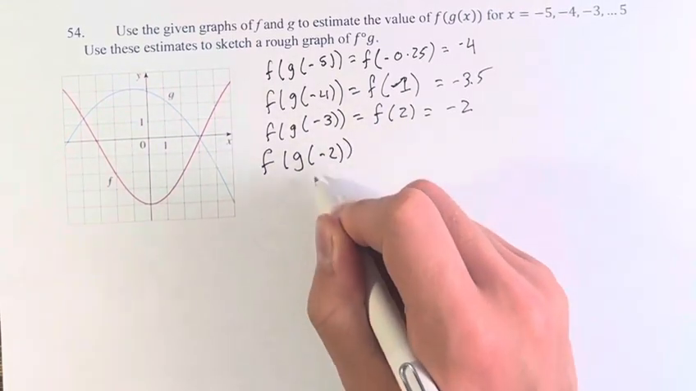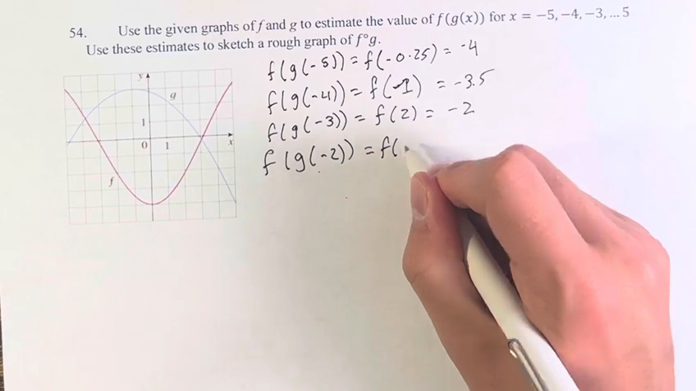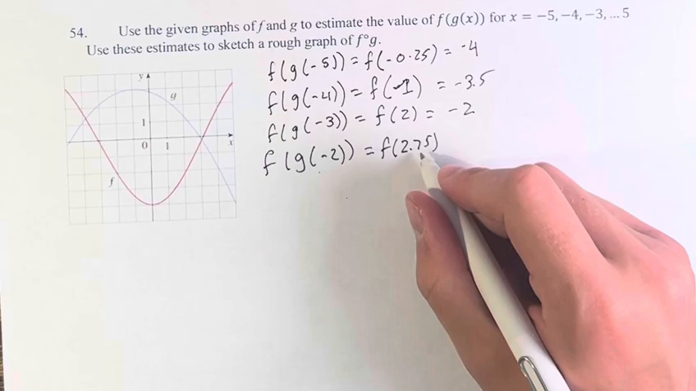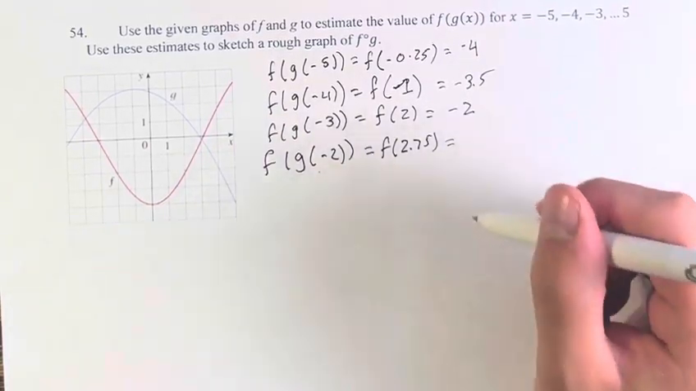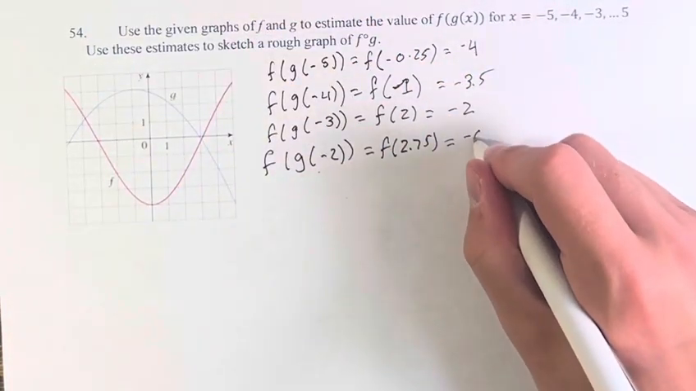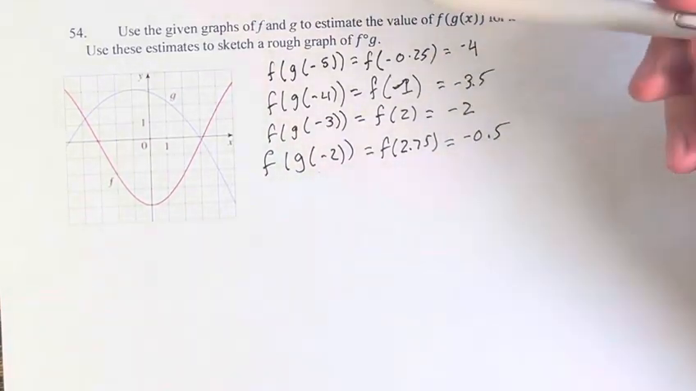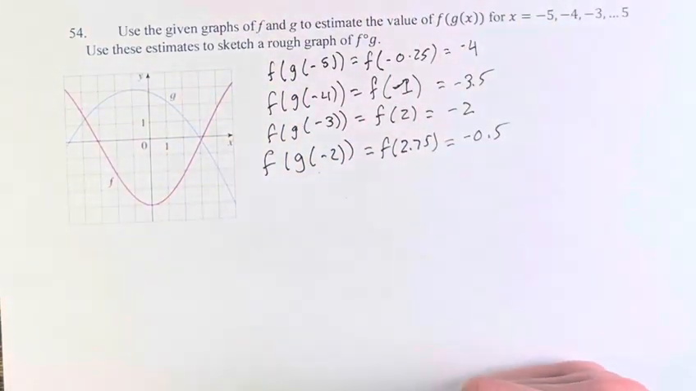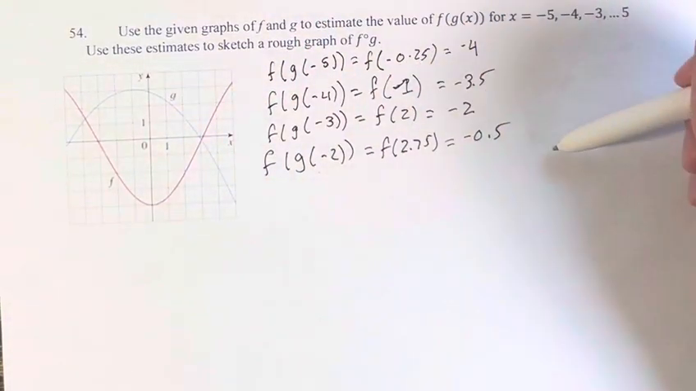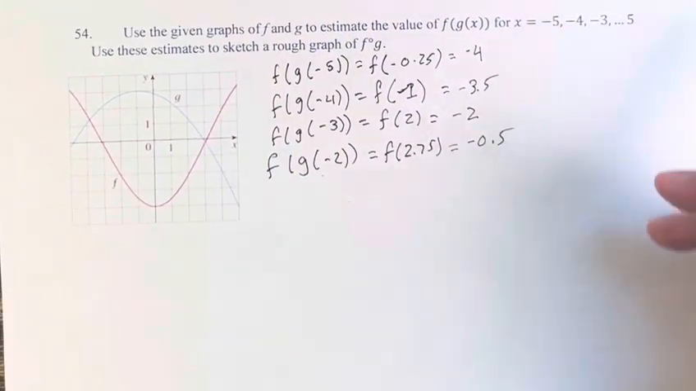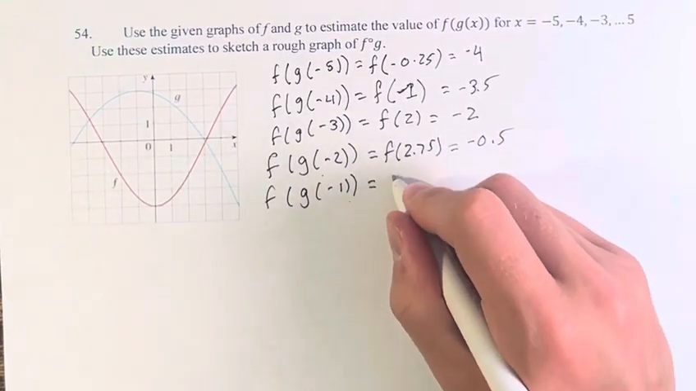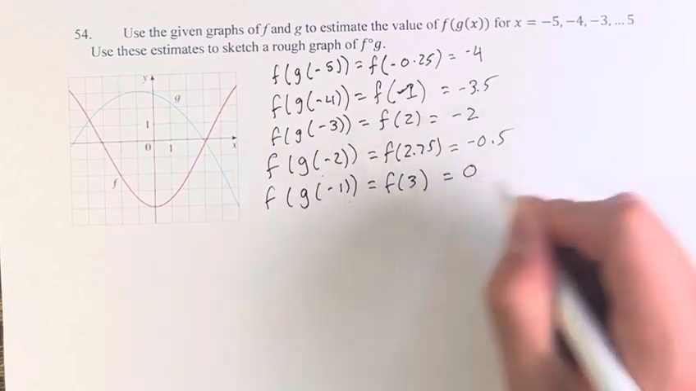f of g of -2 becomes f of roughly maybe 2.75. f of 2.75 is -0.5. And again, these are just rough estimates, right? If we say g of -2, we can say it's a little bit under y equal to 3. So let's just call it 2.75, and that'll give us a close enough f of g of -2 around -0.5. Next, we have f of g of -1. This is roughly f of 3, which is 0.